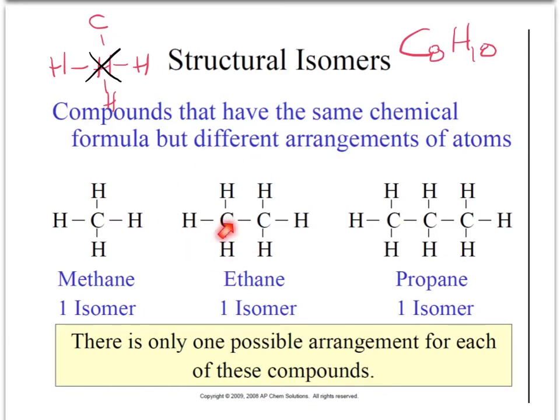Ethane, same thing. There's only one way you can arrange this. You can't draw 2 carbons and 6 hydrogens any other way. Propane, 3 carbons and 8 hydrogens. Can't draw that any different way. So all 3 of these will only have one possible isomer.